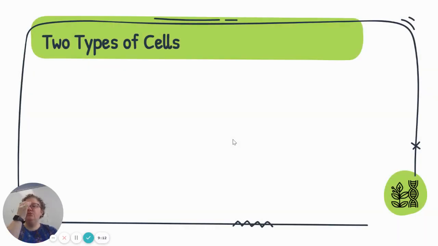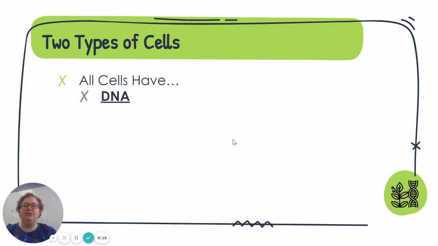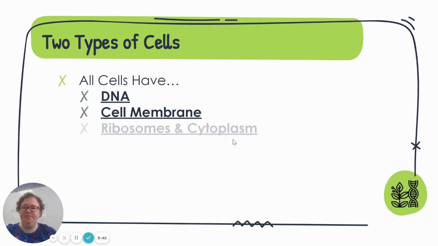So there are 2 main types of cells. Oh, wait, before we do that, let's talk about what things all cells have in common. Every single type of cell is going to have DNA. If it doesn't have DNA, it's not alive and it's not a cell. Every type of cell is going to have a cell membrane. The cell membrane is the part on the outside that creates like the barrier. It's like the outside part of a cell. It keeps everything inside, keeps the DNA inside.